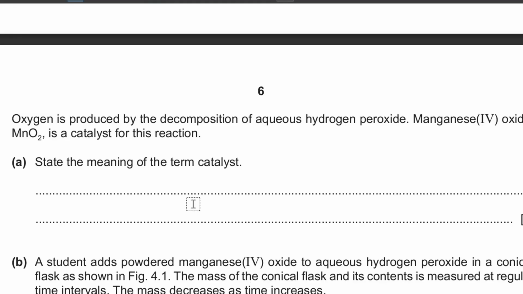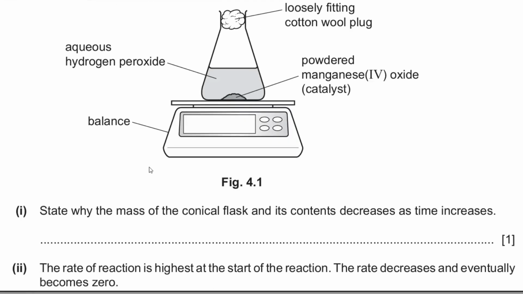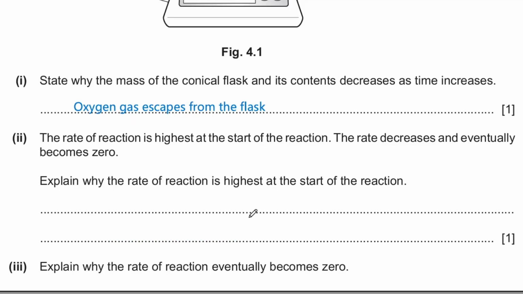Meaning of catalyst. If you observe this diagram and read the question, what is asked first is why the mass decreases. Now this is the decomposition of hydrogen peroxide using manganese(IV) oxide as catalyst, where oxygen gas is released. So why does the mass decrease? Oxygen gas escapes from the flask. As you can see, oxygen gas escapes from the flask. The cotton wool plug will not stop the oxygen from going out.